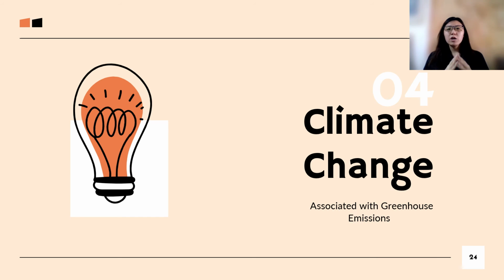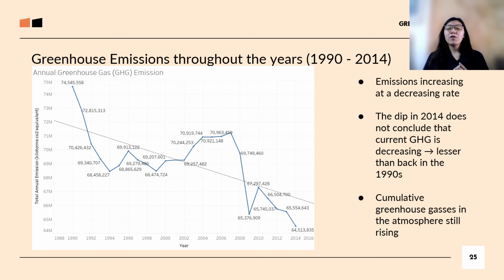Thank you, Jasmine. We'll now be looking into the effect of greenhouse emission on climate change. Do take note that in this case, we'll only be using data from the 1990s to 2014 due to the limitation in our dataset. So before going into the individual climate change issues, we'll first analyze the greenhouse emission trend, where you can see on the slide that the emission is increasing at a decreasing rate.